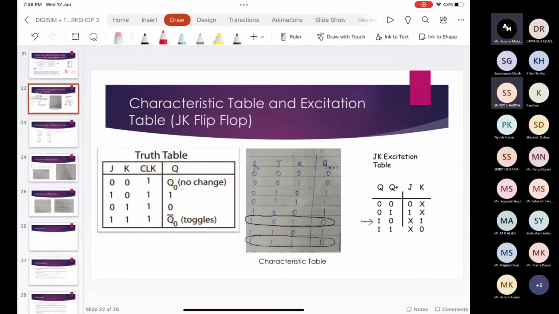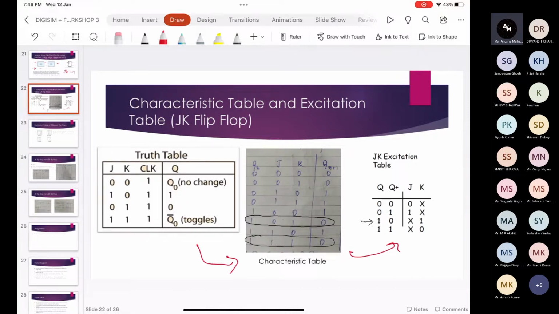Now we will be talking about the characteristic table and the excitation table. For this, we will take an example of the JK flip-flop. As you have studied the truth table of the JK flip-flop, we will derive the characteristic table from the truth table, and the excitation table from the characteristic table.